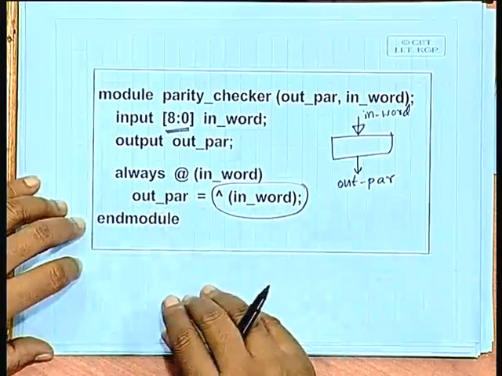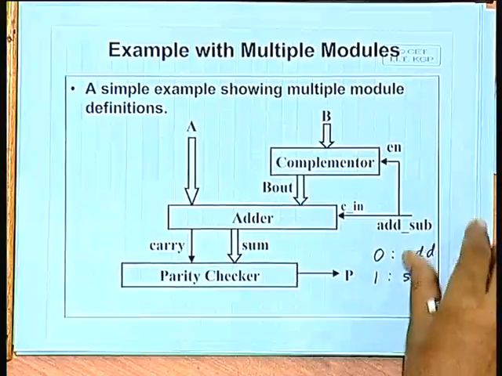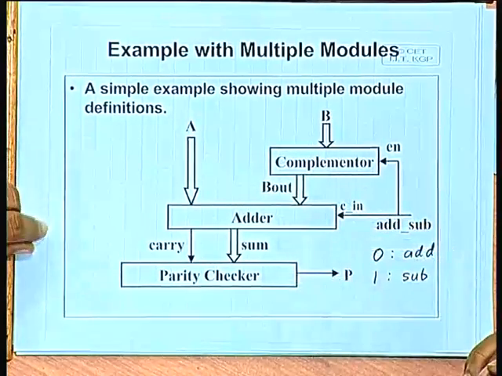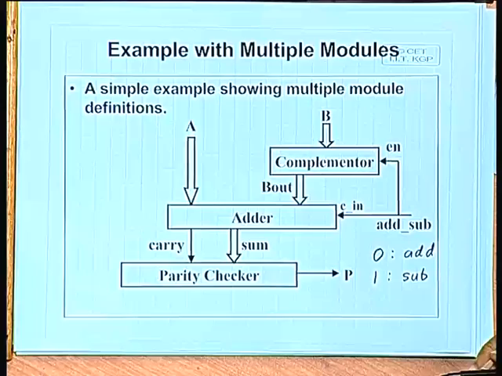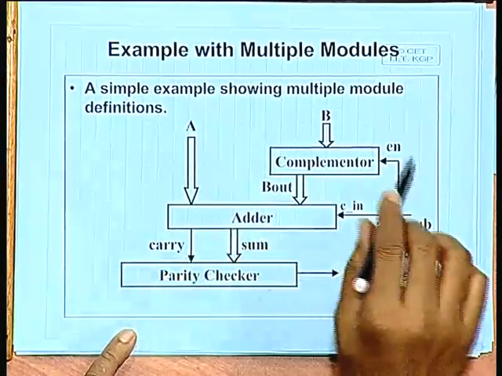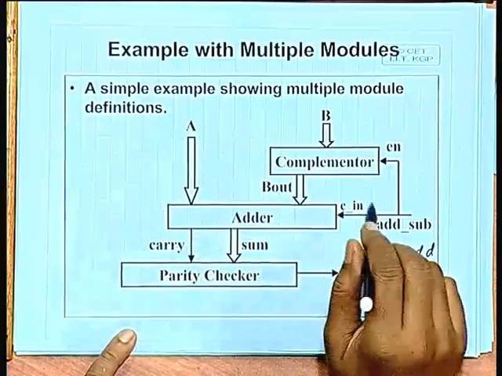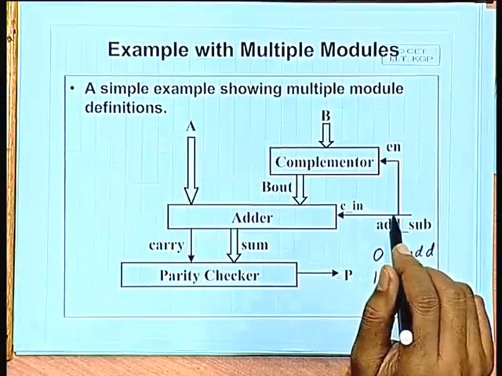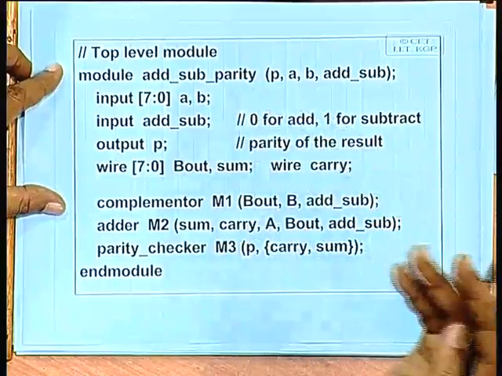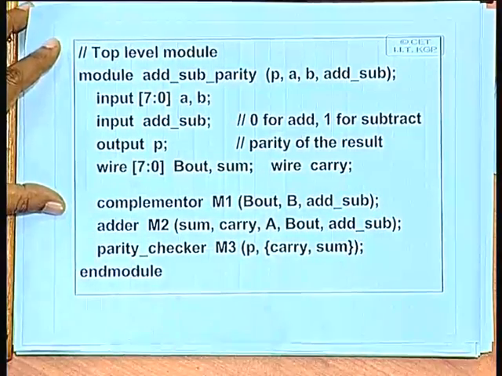Now, with respect to this design, we have specified all these three blocks: complementer, adder and parity checker. But what we have not specified as of now is how these three blocks are interconnected together. That is what we need to specify. In any design where you have some kind of hierarchy, you will be designing the low level modules, but you will also have to design a top level module where the low level modules are picked, placed and interconnected.